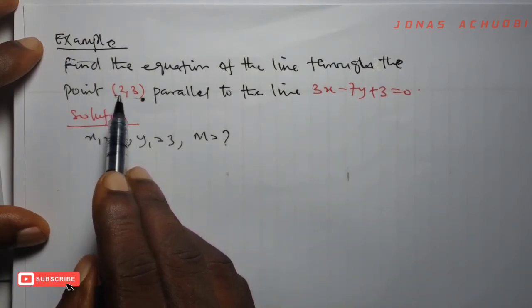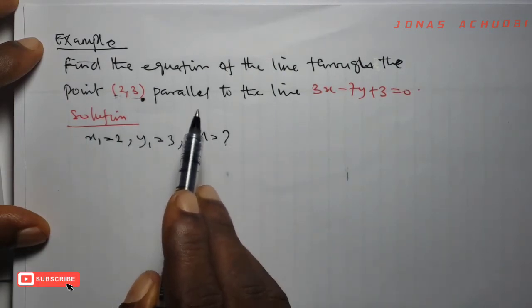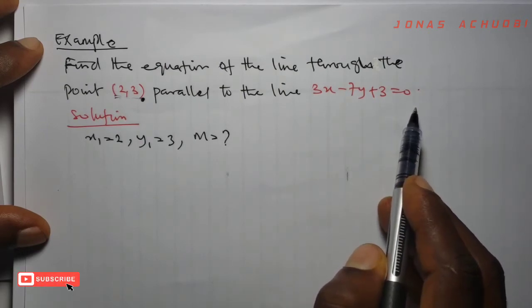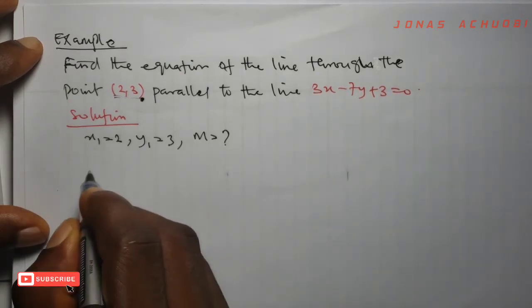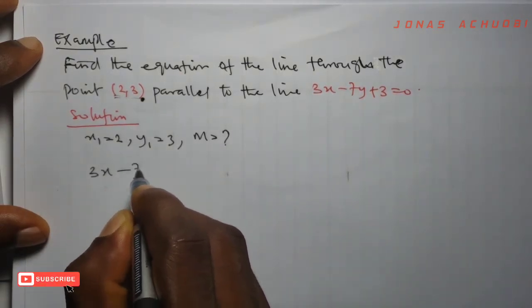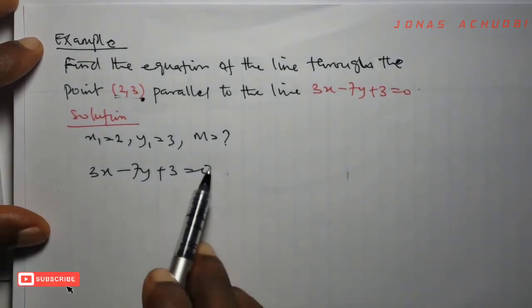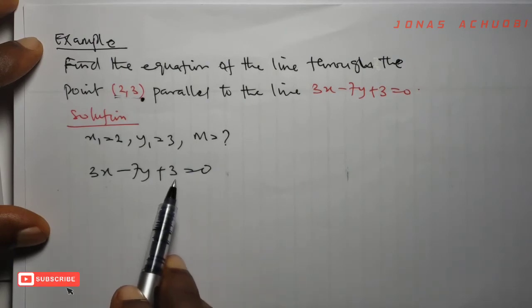However, we are told that this line, whose equation we seek, is parallel to another line, 3x minus 7y plus 3 equal to 0. And if you go back to our lectures on parallel lines, we had established that if 2 lines are parallel, then they must have equal slopes. So this line, 3x minus 7y plus 3 equal to 0, if we rearrange this equation, we will be able to get the slope of the second line.